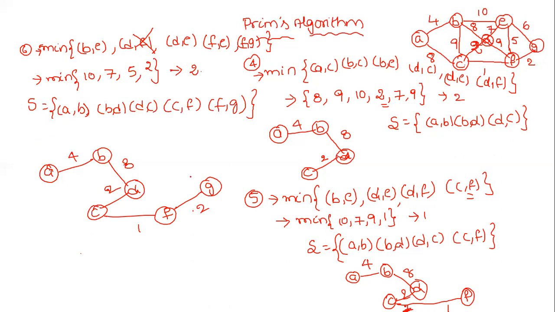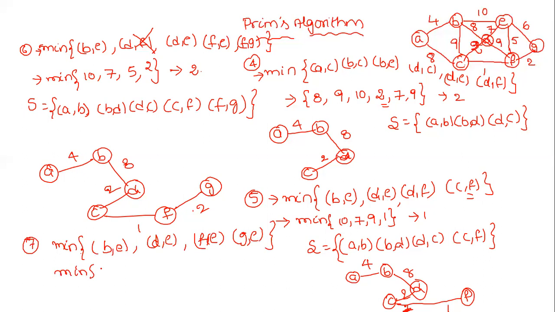Then one more node is left, that is E. So in seventh step we will check the minimum value among A to C. It will not be considered. B to C is also not considered. D to F is also not considered. So there are four possibilities: B to E, D to E, F to E, and G to E. So there are four possibilities to reach E without forming a cycle.